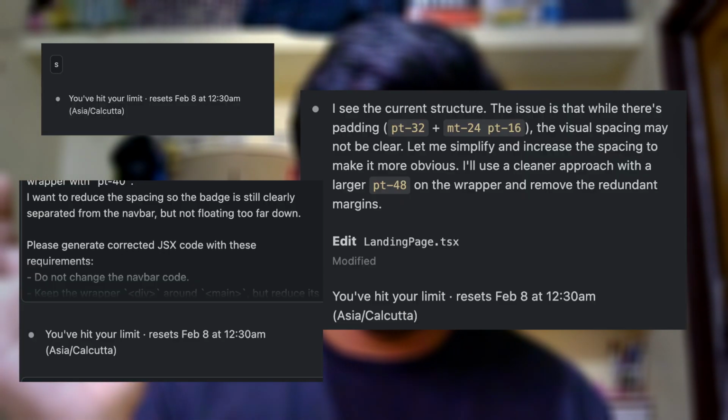Second, the limit usage. The limit usage is one of the big problems which I faced, because while I was in the flow of working, suddenly I received the message that the usage limit has been hit. It resets in so and so time. And this was the biggest problem, which forced me to use a different IDE.